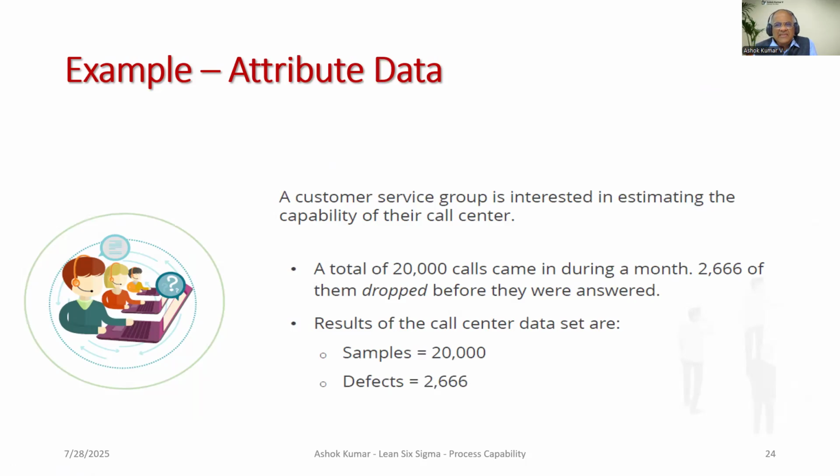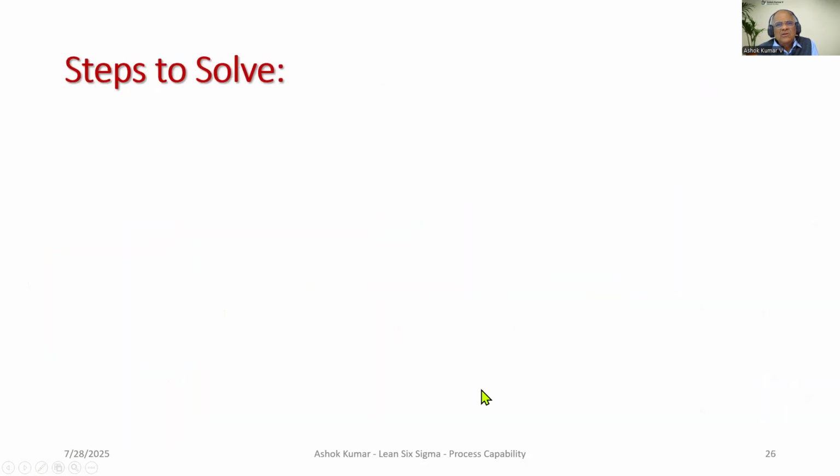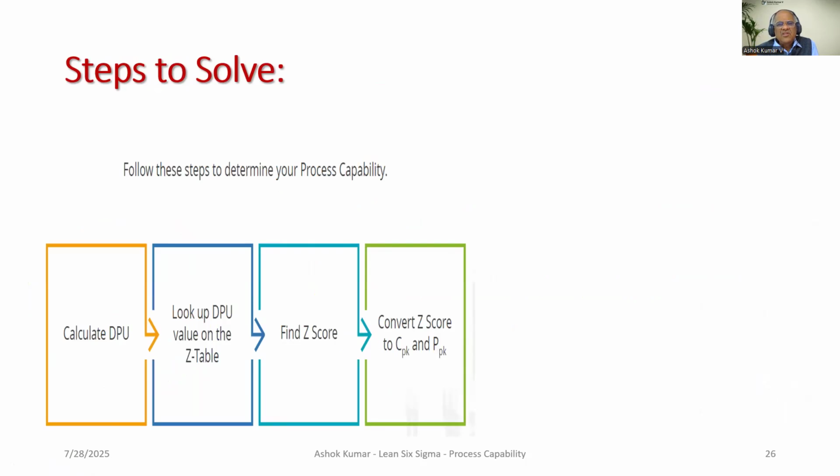So you can calculate the DPU, or if necessary, you can calculate the DPMO also, and then you can calculate the capability. What are the steps to solve here? First one is calculate DPU if the data is available, or if you want to calculate DPMO, that's also possible. Look at the value of DPU or the DPMO in an appropriate table to get the Z value. Once you get the Z score, put that in the equation and convert the Z score into a CPK or PPK where the formulas are similar.